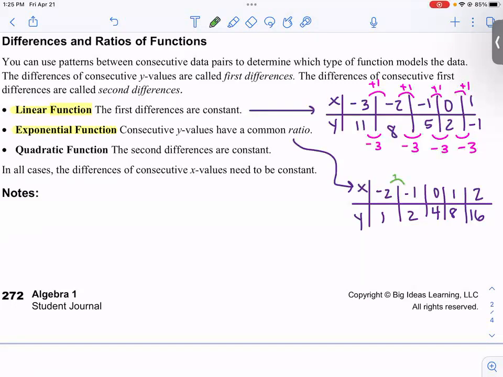Okay, so notice how our x's increased by the same number. We need that to happen with whichever table we are looking at. Okay, but what's happening in our y's? Do you notice how we are multiplying by 2 every time? This is called a common ratio. I multiply by 2, by 2, by 2 to get to the next one. If we are multiplying by the same number over and over, we have an exponential function.